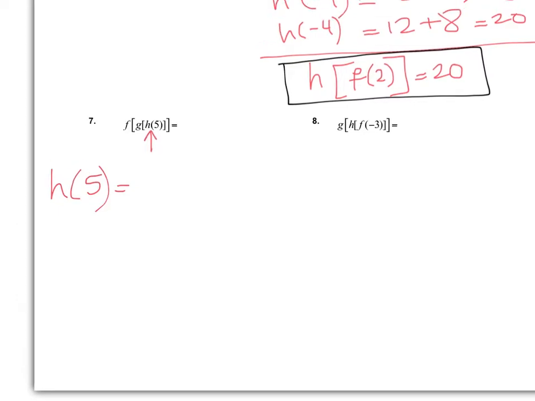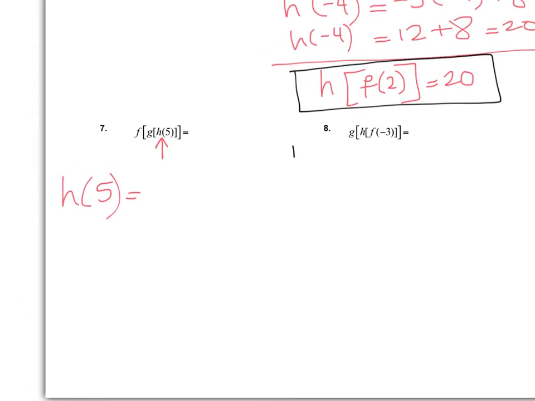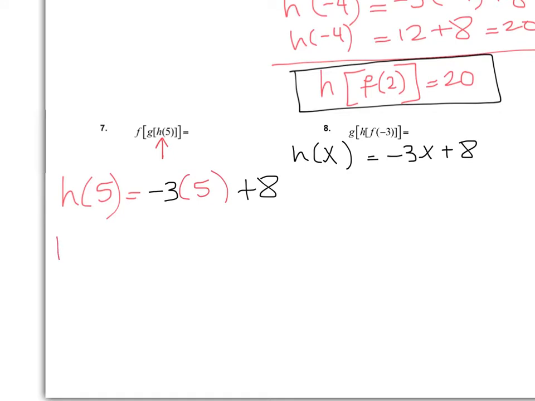h of x is equal to negative 3x plus 8. So we start with that function. And what you need to do is plug in 5 for x. So my answer is going to be negative 3 times 5 plus 8. So h of 5 is equal to negative 15 plus 8, which is equal to negative 7.